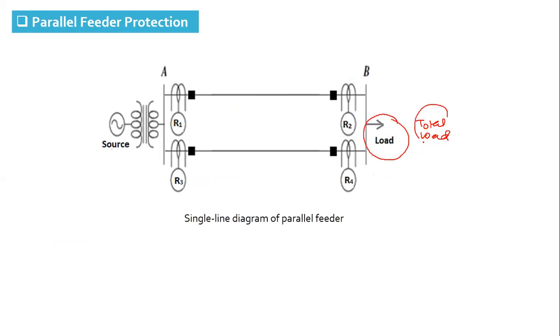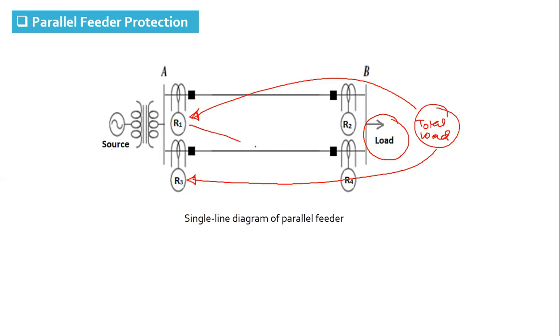And from this total load, we are going to calculate the settings of R1 and R3, and then the backup relays R2 and R4. Although R1 is the primary relay for line 1 and R3 is the primary relay for line 2, they will still act as a backup. From R1, we are going to calculate the setting of R4, and from R3, we are going to calculate the setting of R2.